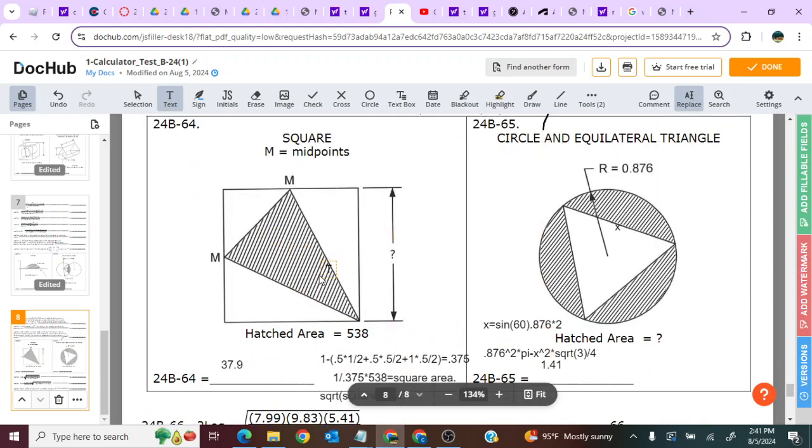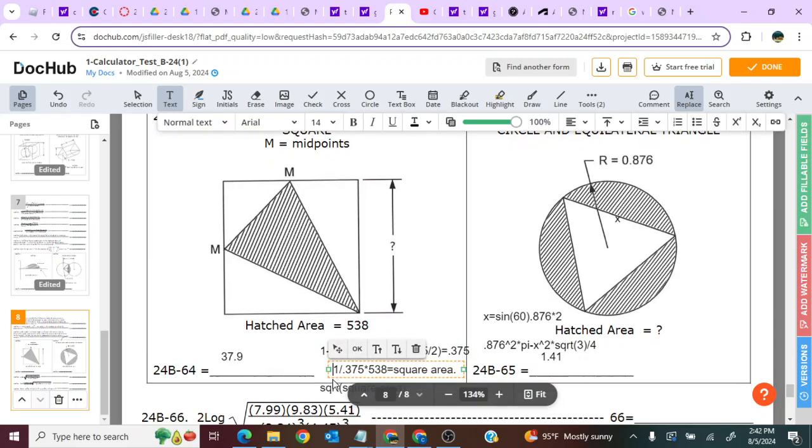64. The hatched area is that. What's the side of your square? Well, first off, we have to figure out what percent of the entire square area this hatched area encompasses. For that, we can assume the side is equal to 1, so the entire area of the square is 1 times 1. Then you can subtract all these triangles: 0.5 times 1 over 2, 0.5 times 0.5 over 2, and then 0.5 times 1 over 2. Subtract that, and you get that the hatched area makes up 37.5% of the entire square.